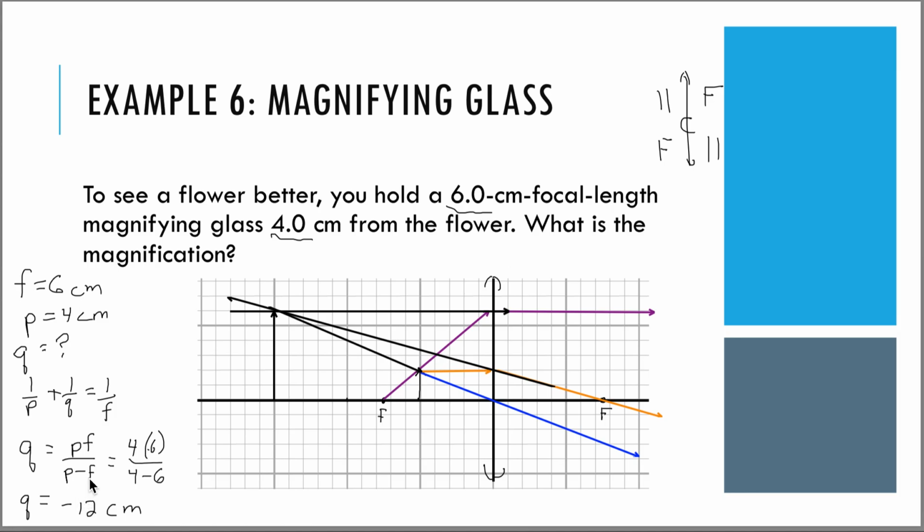And now to get the magnification, we can use magnification equals negative q over p. So negative times a negative 12 centimeters over a positive 4 centimeters. Centimeters cancel out, right? Magnification does not have a unit, but the negatives also cancel out. So we get a positive 3 for the magnification, which agrees exactly with what we found. The image is upright, hence the positive magnification, and it's 3 times as big.